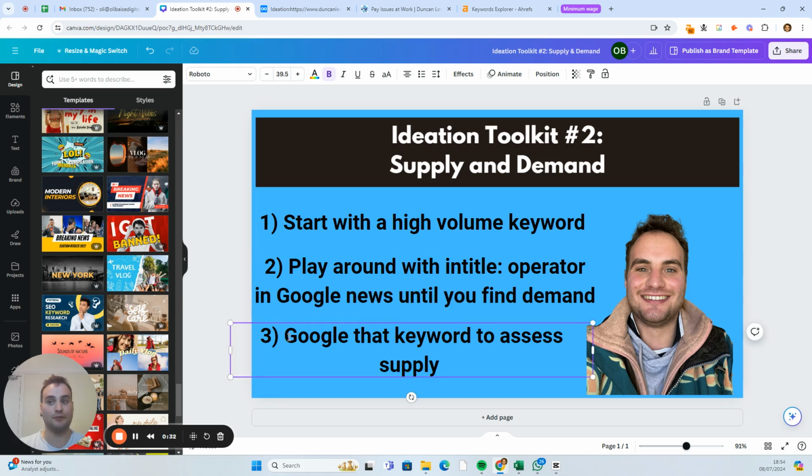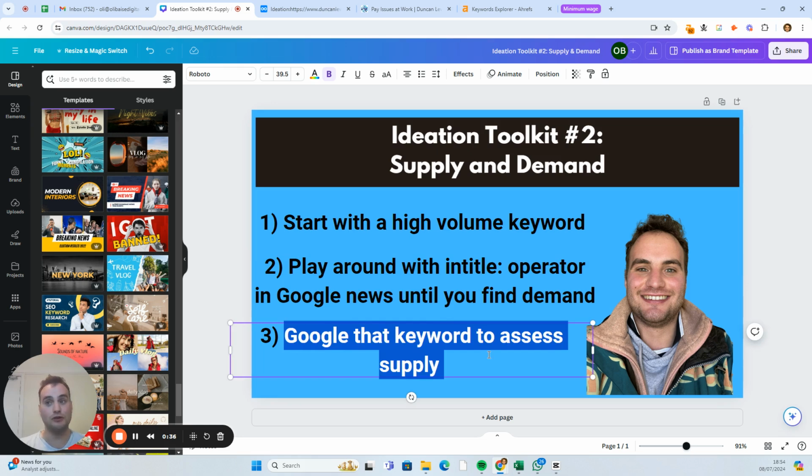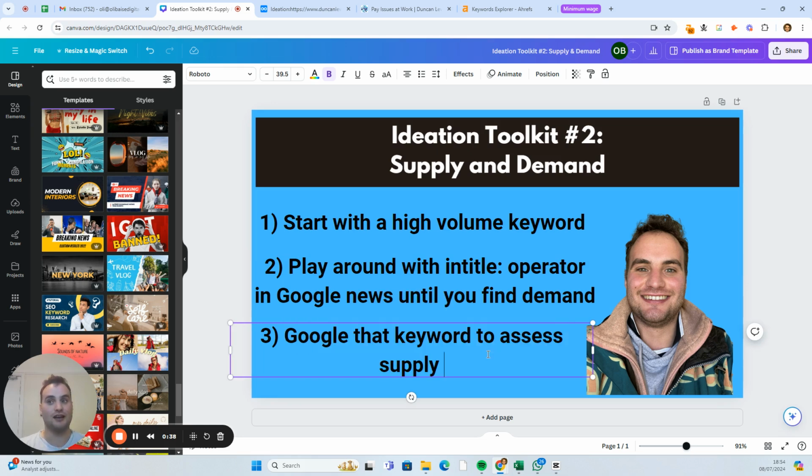Then when you've found something that there's a lot of demand for, you go back and you Google that keyword and see how good the information there is on Google. And when you've found an imbalance between supply and demand, so high demand and poor supply, then you know you've got a good idea. I know that was a little bit abstract, but it's quite simple when you look at it.